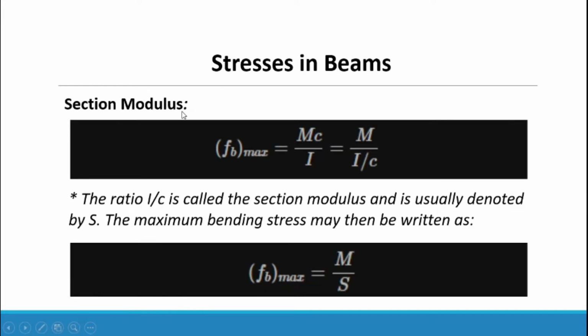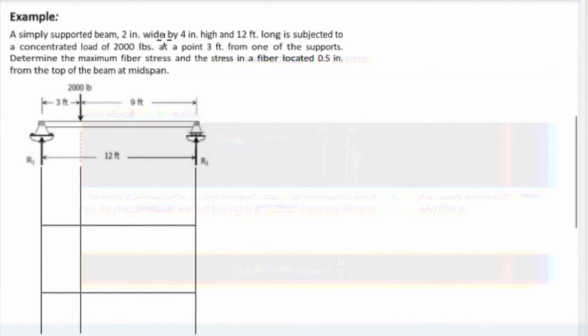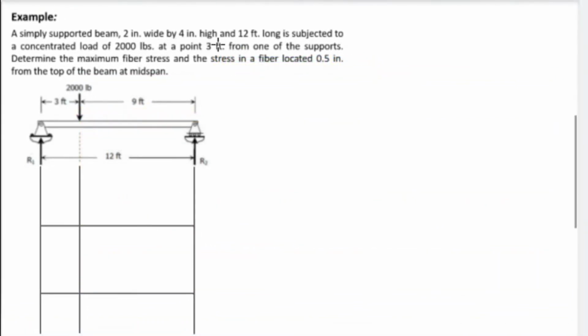And for section modulus, f sub b maximum is equal to Mc over I, or M over I over c. The ratio I over c is called the section modulus and is usually denoted by S. The maximum bending stress may then be written as f sub b maximum is equal to M over S.